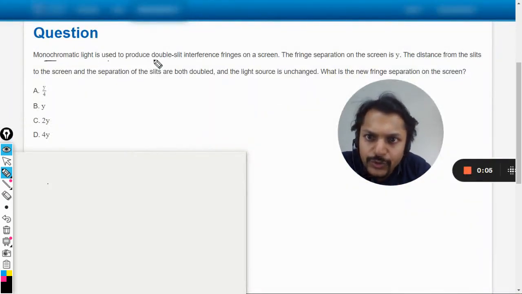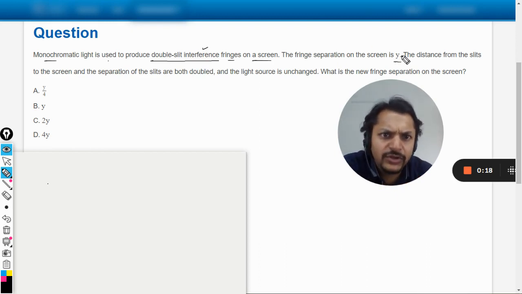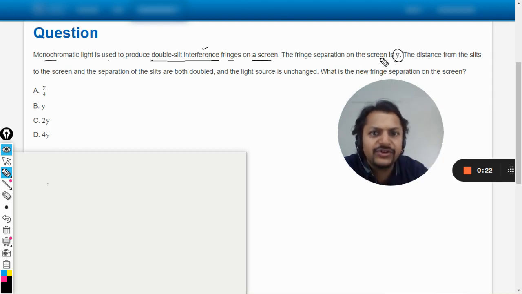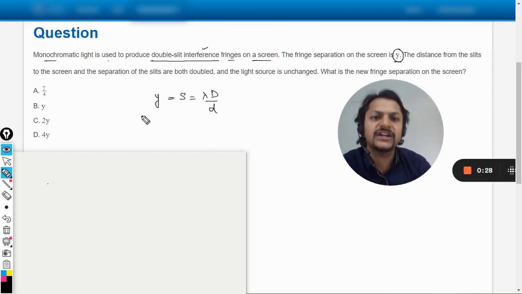Monochromatic light is used to produce the double slit interference fringes on a screen. The fringe separation is y. So in this case, they have taken y as the fringe separation. The fringe spacing formula is lambda D by d, but in our question, it is taken as y.